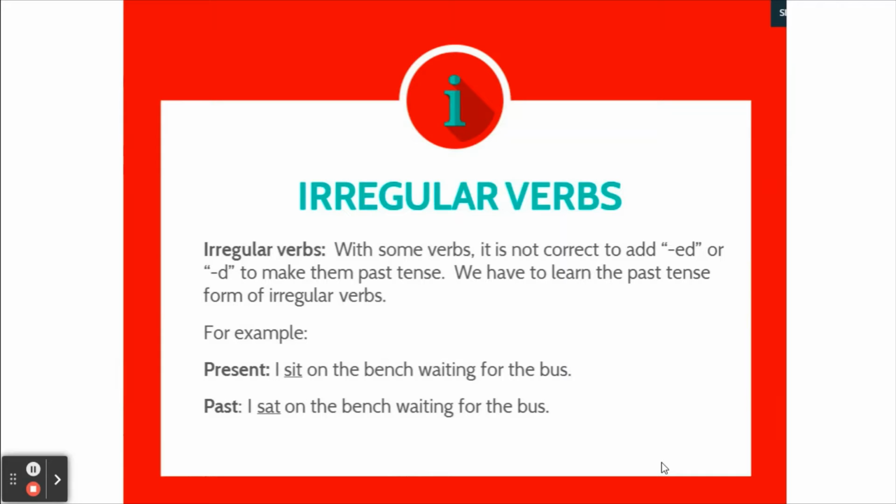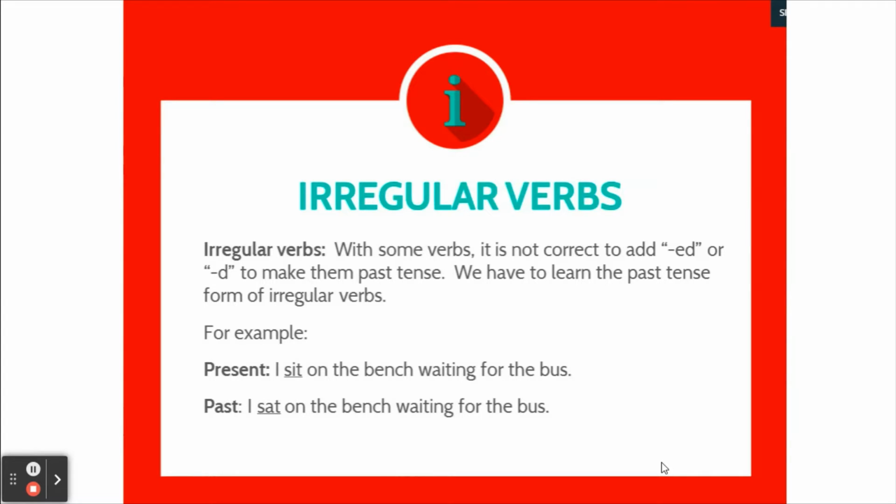With some verbs, it is not correct to add ed. Let me say that again. It is not appropriate, it's not grammatically correct to add ed to make them past tense. We have to learn the past tense form of irregular verbs. So yes, even though nowadays we don't like to memorize things, for irregular verbs we have to. There's just no other way around.